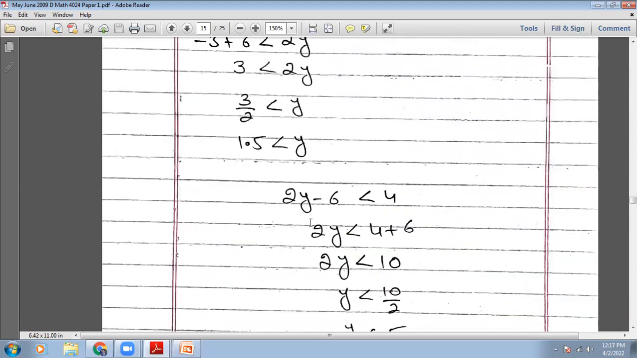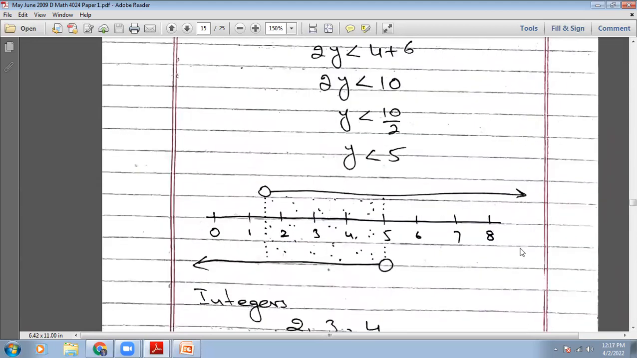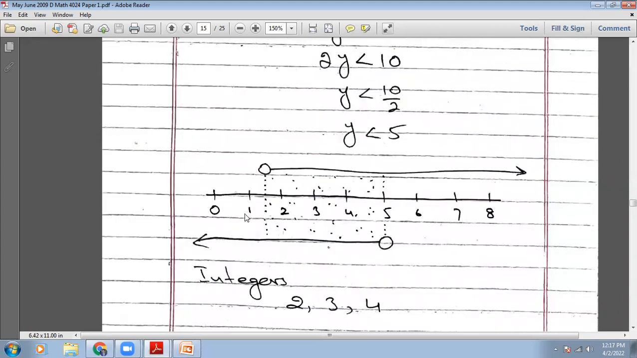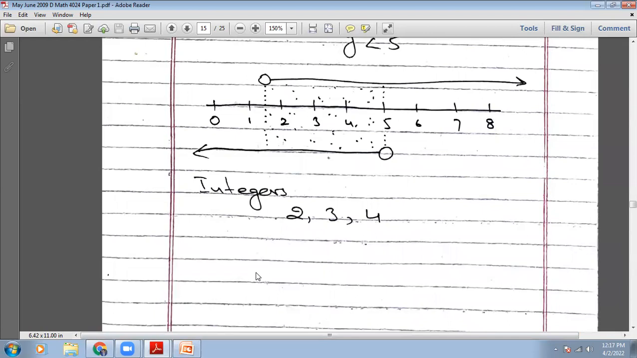So I will represent both these answers on the number line. The 1.5 will be here, the solution is greater than 1.5, and here the solution is less than 5. So the overlapping portion between these two answers is this. Here the smallest integer is 2. 5 is not included because this circle is not shaded. So integers are 2, 3, and 4 in this overlapping portion. 2, 3, 4 is the answer.